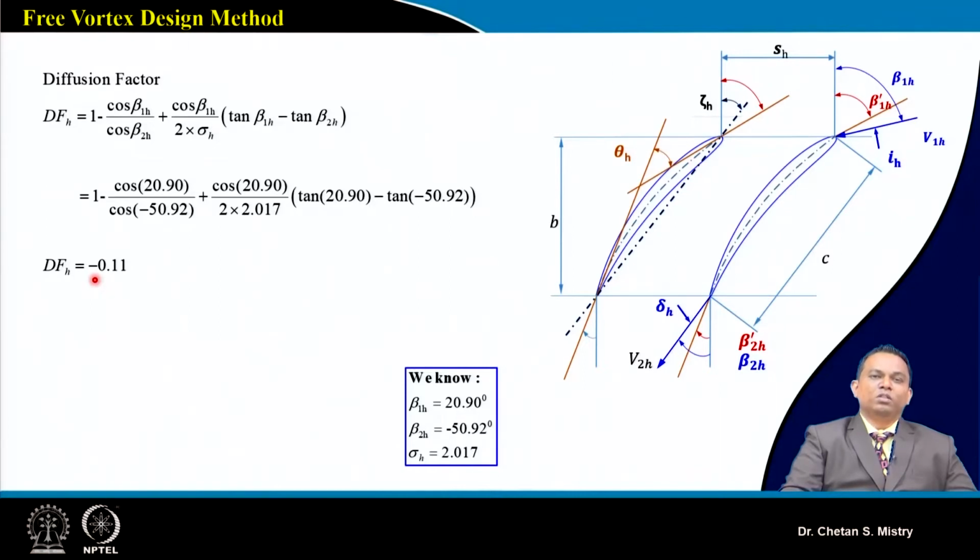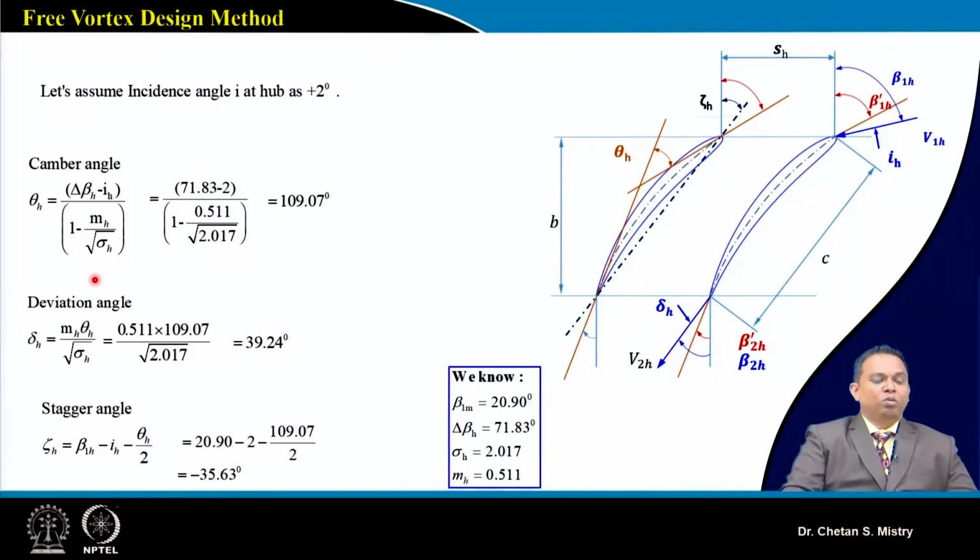Okay, so if we put that number, this diffusion factor is coming minus 0.11. So this is a little disappointing in that sense. But for the free vortex concept, we are not having control of these numbers. So whatever numbers come, we will take care of at the initial stage, and as and when required, we will modify these numbers. So do not get confused with the diffusion factor coming out negative in this case.